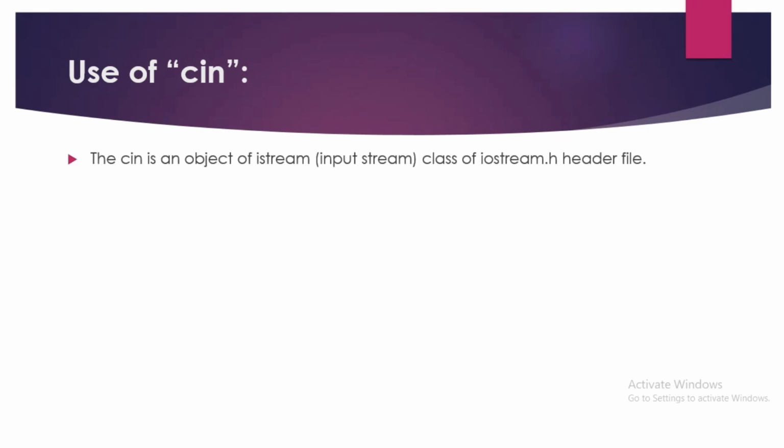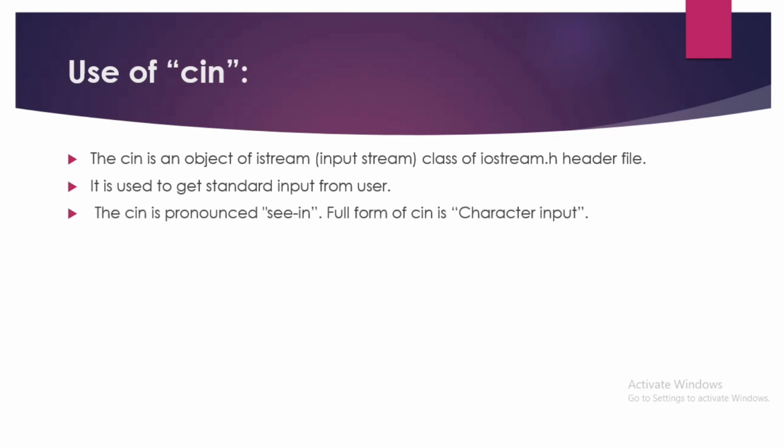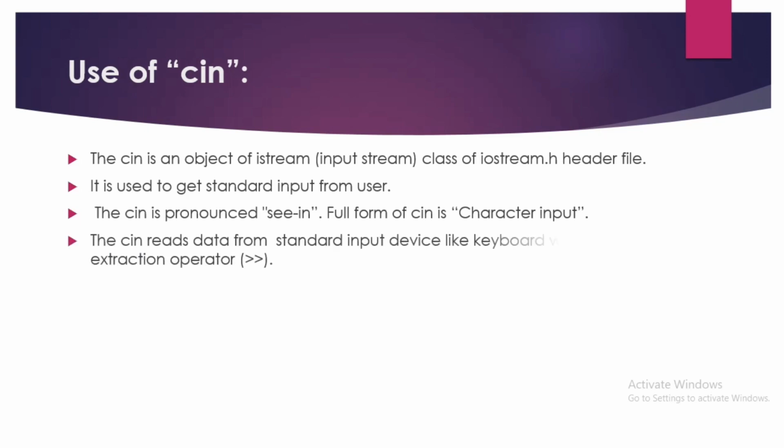So, here we will discuss our first question. Use of cin. The cin is an object of the input stream class of the iostream.h header file. It is used to get standard input from the user, like asking the user to enter his name. Here, cin is pronounced as cin, and the full form of cin is character input. The cin reads data from standard input devices like keyboard. We use the extraction operator to get input from the user.